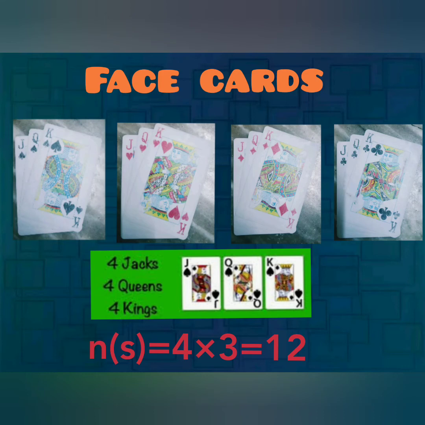Face cards are J, Q, K. In each set we have 3 cards. Totally how many sets we have? 4 sets. So 4 into 3 is equal to 12. So totally in a pack we have 12 face cards. These are the examples for sample space.